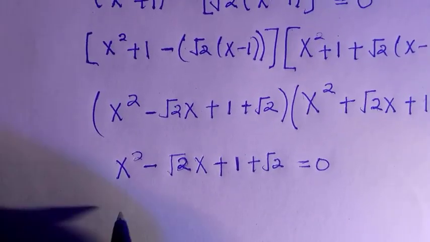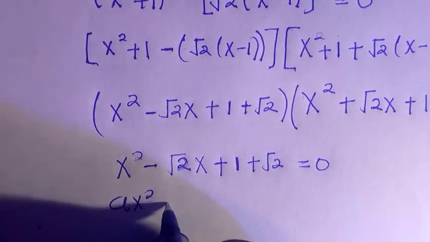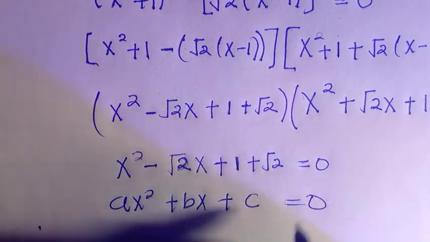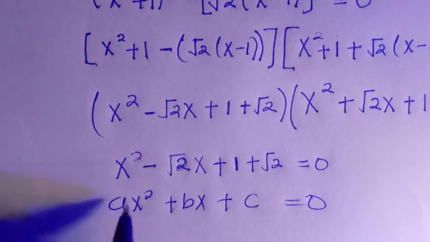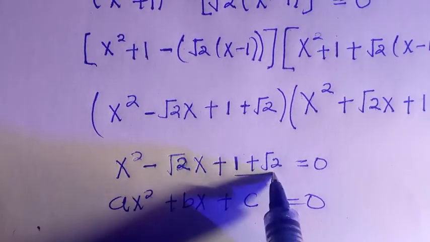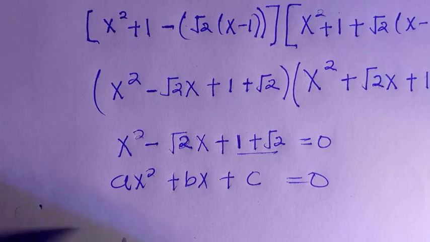All right, but I will leave that one. So I want to deal with this one first. This is more of a quadratic expression, which is given as ax squared plus bx plus c. Let's change it to an equation by equating to 0. So here is the quadratic equation, where ax squared is just x squared, and c is 1 plus root 2.